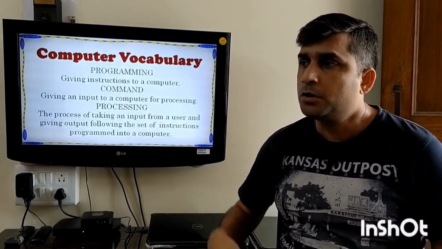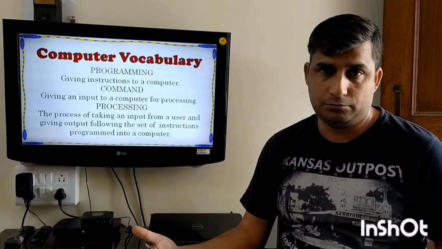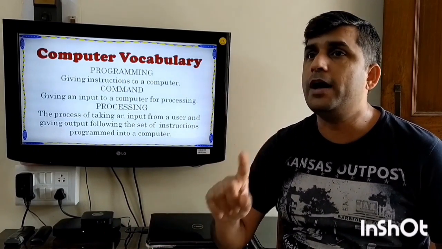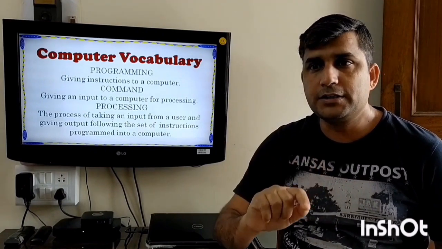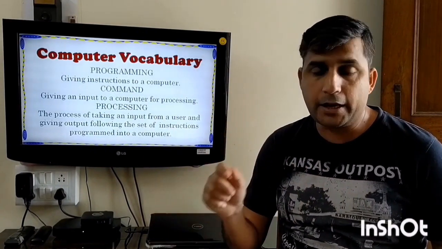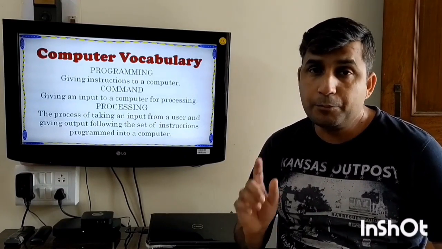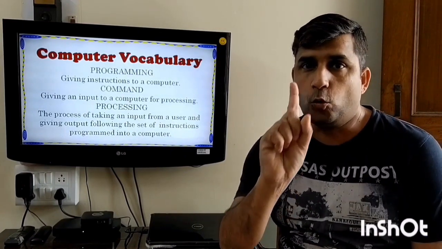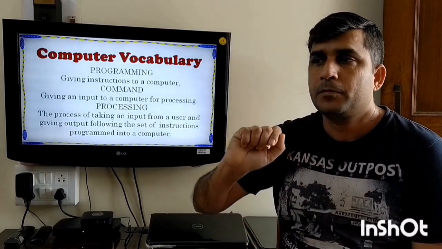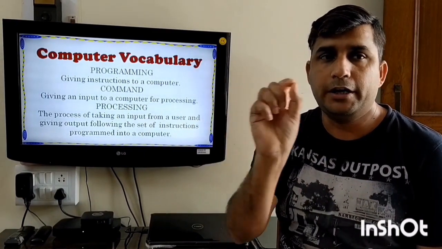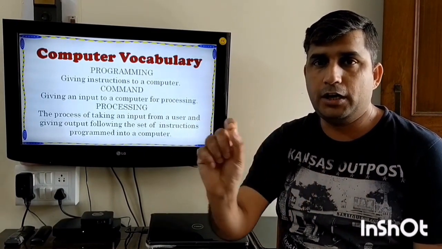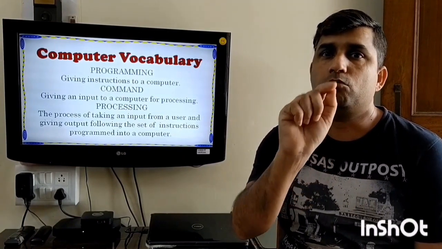What is programming? Programming is basically teaching a computer. Yes, a computer also requires a little bit of teaching. The only difference between computer learning and human learning is that a computer has to be taught only once. Human beings have to be taught individually. Each one has to be taught individually. A computer has to be taught only once.